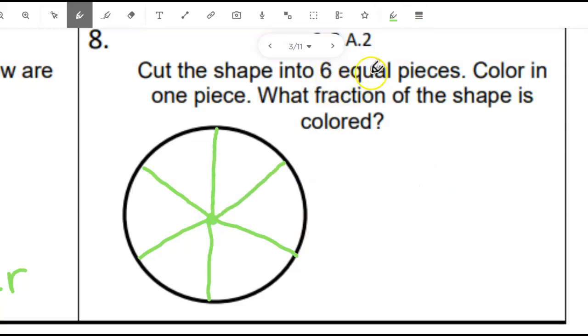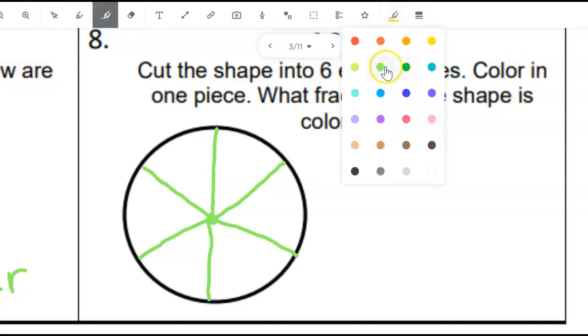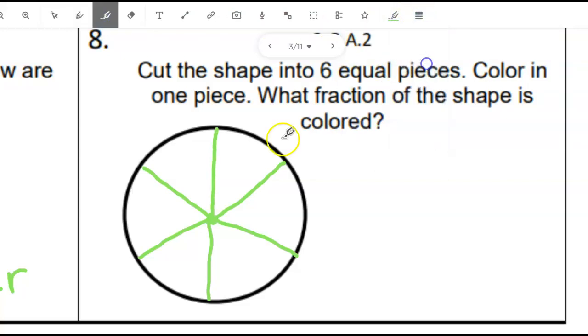Remember, a fraction has equal pieces. The second part says to color in one section. So I'll grab my highlighting tool, grab yours, and we'll color in one section. Remember, this is called a unit fraction if it is one of the sections. Write out the unit fraction and then use your voice tool to tell me what the fraction is.